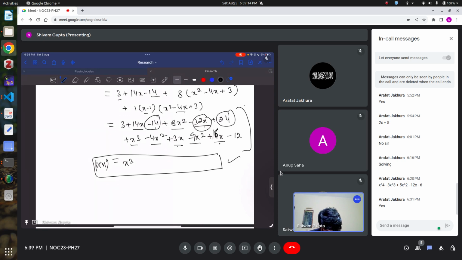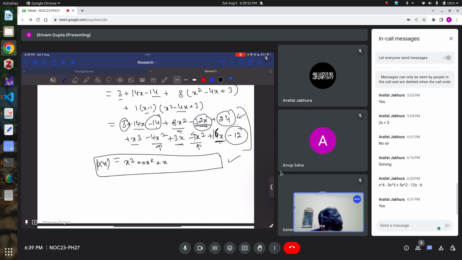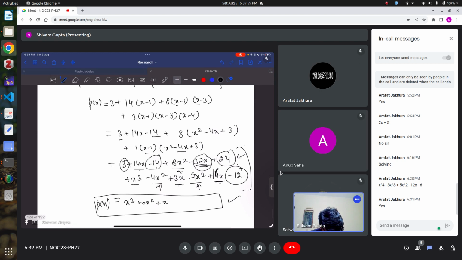x cube. So this comes out to be 0 x square plus -12, 32, 16, 3, 4. It comes out to be x. And this is -12 and 3, 24 and 3. It's 12. Plus 1. Okay, good. So this is the answer.